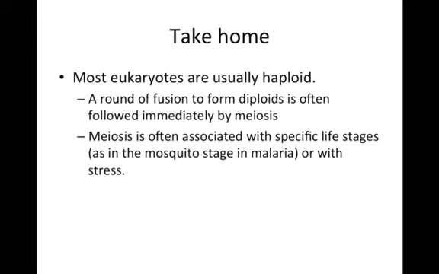So we finished up the last video by pointing out that we had learned that most eukaryotes are usually haploid, with transient diploids formed by fusion and immediate meiosis or semi-immediate meiosis. And that meiosis is often stage-specific, that it's this peculiar, rare thing.